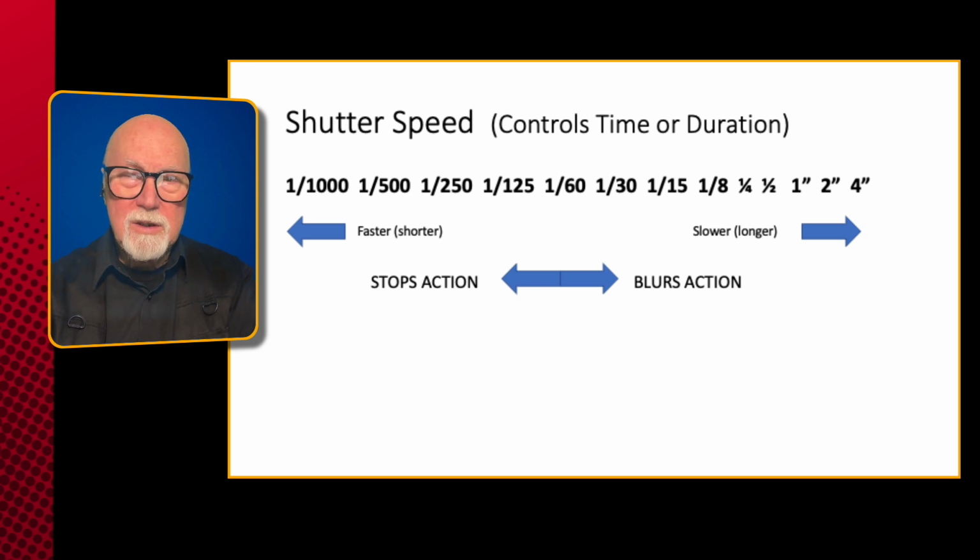What that means is this is your creative control. You can use shutter speed technically to control exposure time, but by controlling time, you can also control the creative aspects of shutter speed, which is stopping action or blurring action.